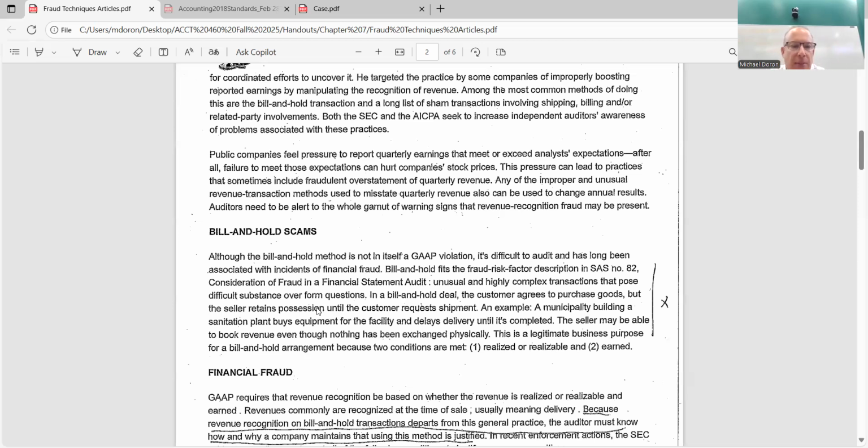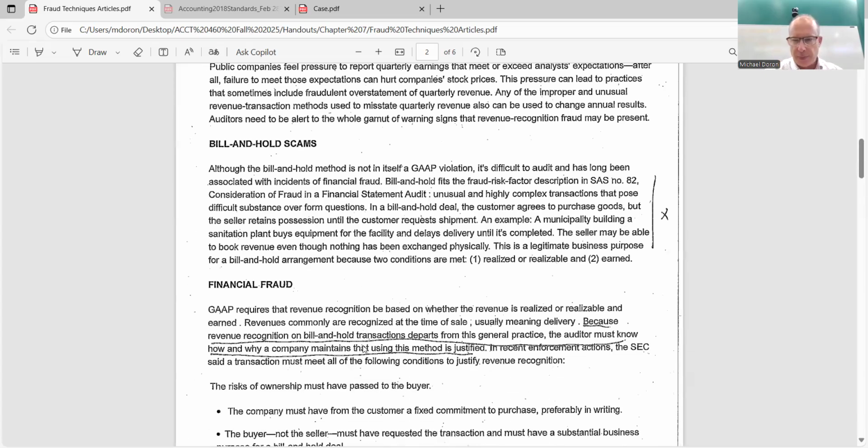The seller may be able to book revenue even though nothing has been exchanged physically. This is a legitimate business purpose for a bill and hold arrangement because two conditions are met. The revenue is realized or realizable and it is earned. Okay, now they're talking about how could this be fraud?